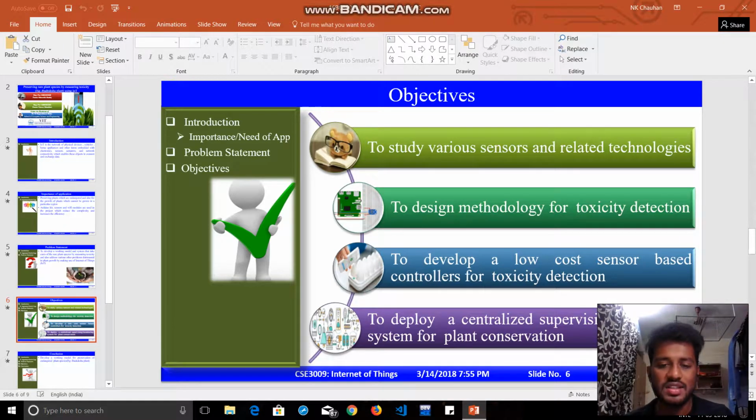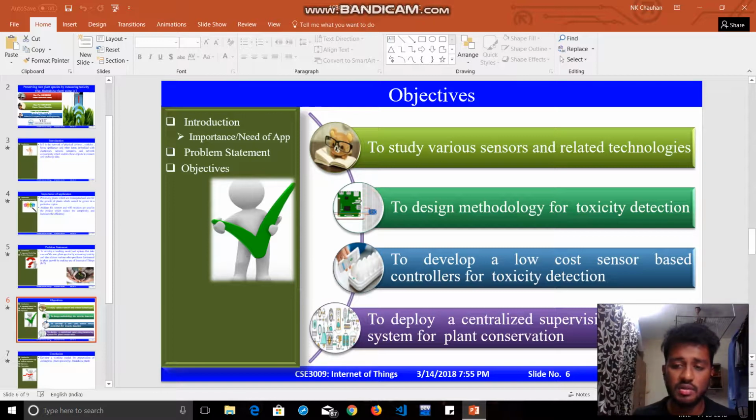This is basically about what our objectives are, like how we are going to go about our project. So first, we're going to study the various sensors and related technologies. That means we are going to do the research and the literature survey required to have adequate knowledge of the sensors and related technology. Why? Because as I told, we want to make a system, reduce its complexity and make it efficient, and that's going to happen only when we have good knowledge of sensors, because sensors range from around $100 and go up to lakhs of rupees.